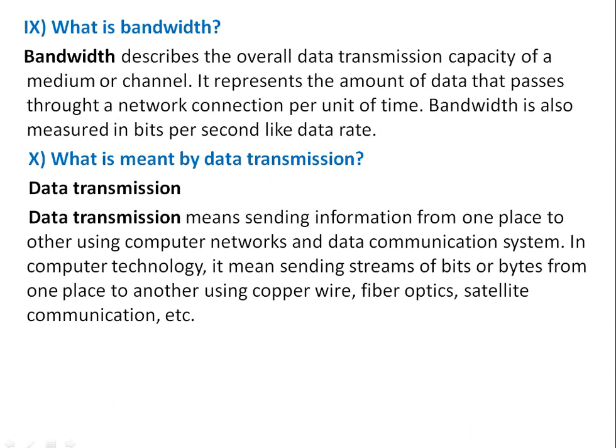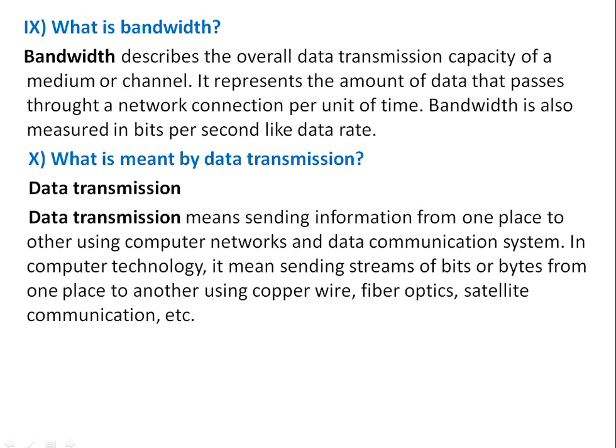What is bandwidth? Bandwidth describes the overall data transmission capacity of a medium or channel. It represents the amount of data that passes through a network connection per unit of time. Bandwidth is also measured in bit per second like data rate.